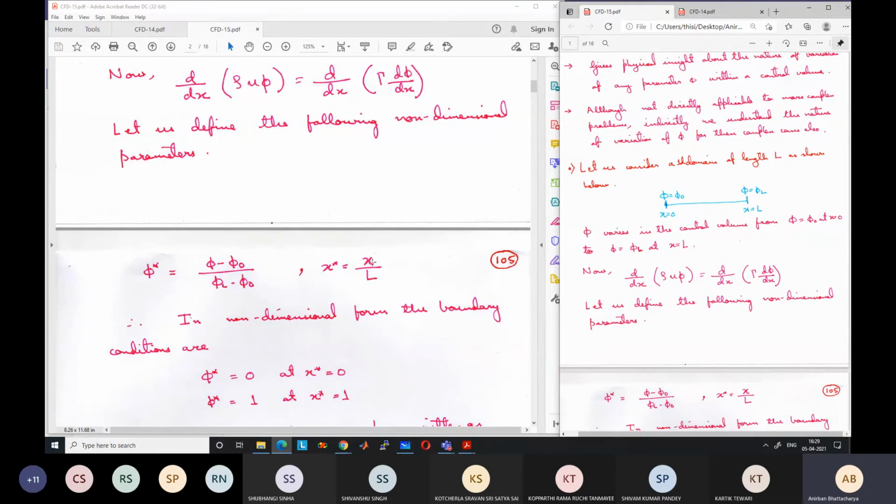So again, very standard form of non-dimensionalization. Okay, let us look at the non-dimensional values at the two boundaries. So x star is equal to 0 at x equal to 0 and x star equal to 1 at this boundary, right hand side boundary.